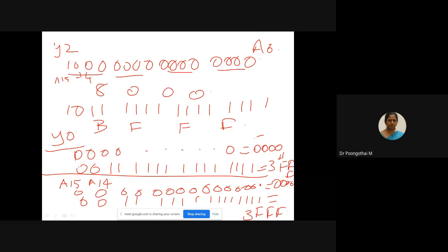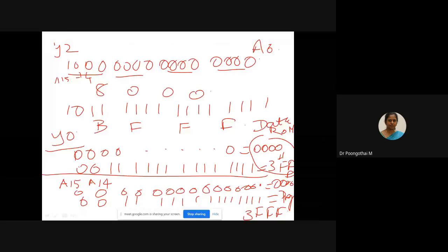So 000 to 3 triple F is allocated for both the data ROM and the program ROM. So the same address will be utilized by two different ICs. One IC is for storing data, and another IC is for storing your program. For accessing your data, we have to use the MOVX instruction, and for accessing your program codes from program memory, we have to use the MOVC instruction. So that is the difference.